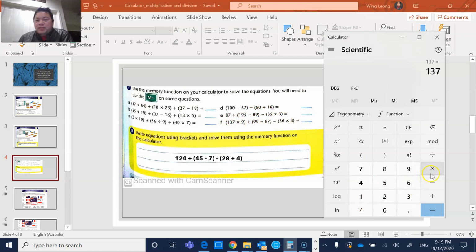137 times 9 equals. That's the first memory, because it's positive, you put plus. Next part here, you have 99 minus 87. The result, again, because it's positive here, you put a plus. Okay, next one is 36 times 3 equals, but because this is minus here, you have to use memory minus.